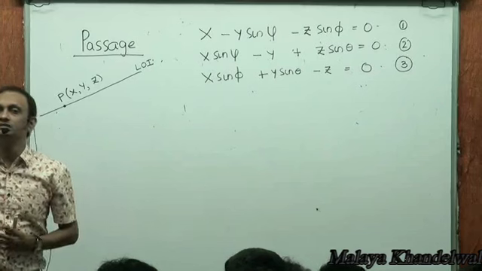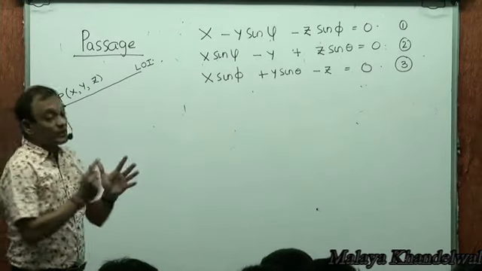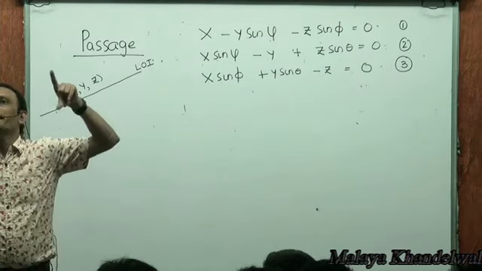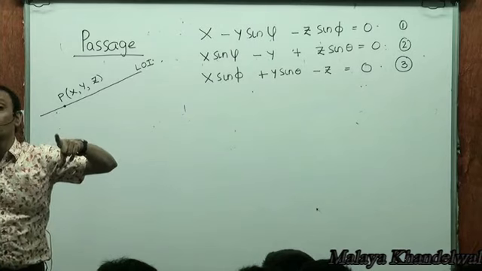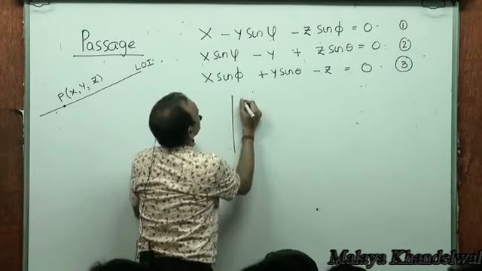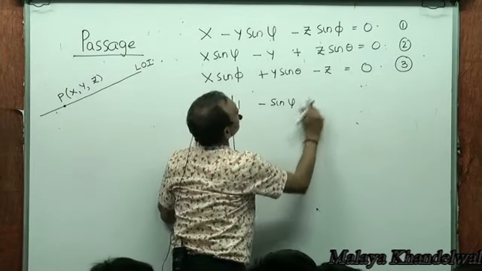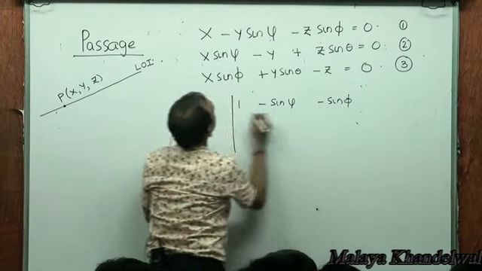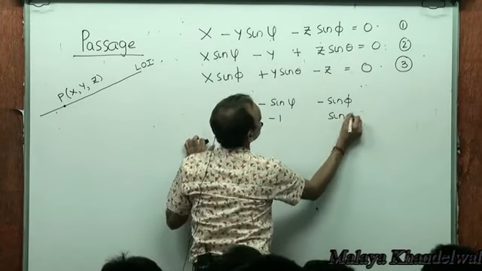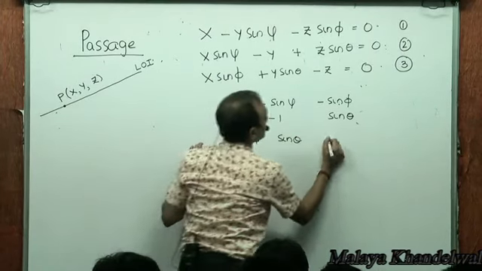Now when I eliminate these, then I get a relationship that would connect the sine theta, sine phi, and sine xi. And the eliminant, it's a standard result, the eliminant of these three is obtained by the determinant formed out of the coefficients of x, y, and z. The determinant formed out of the coefficients is 1, minus sine xi, minus sine phi, sine xi, minus 1, sine theta, sine phi, sine theta, minus 1.